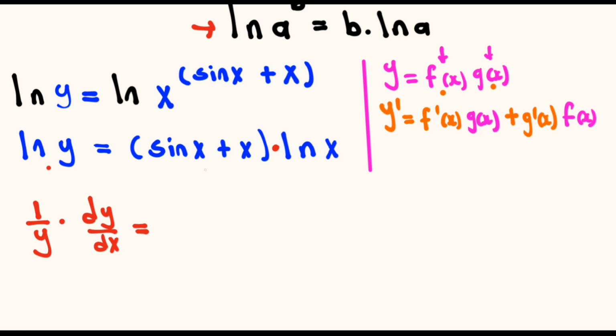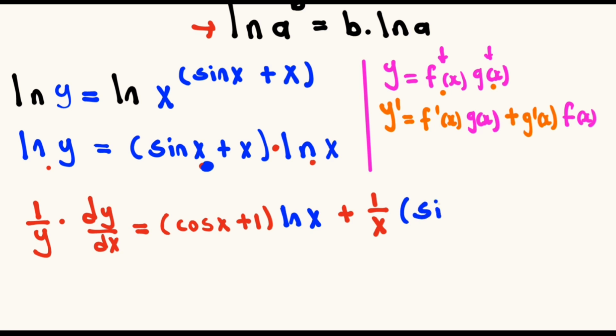In our case, we have to differentiate the sin x plus x, so the derivative of the sin x will be equal to cos x, and the derivative of the x will be equal to 1. We multiply this by the ln x, plus the derivative of the ln x, which is equal to 1 over x, and we multiply this by the function sin x plus x.